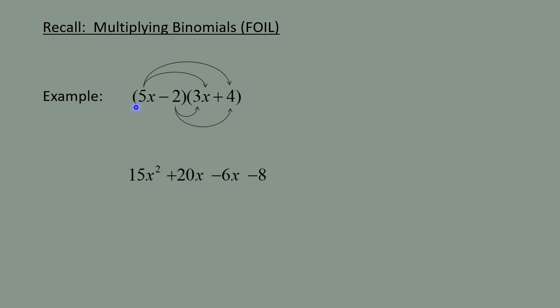So these are all of the possible products that we get. And now we need to simplify this by combining like terms. We can combine the x terms, and this is the simplified product.